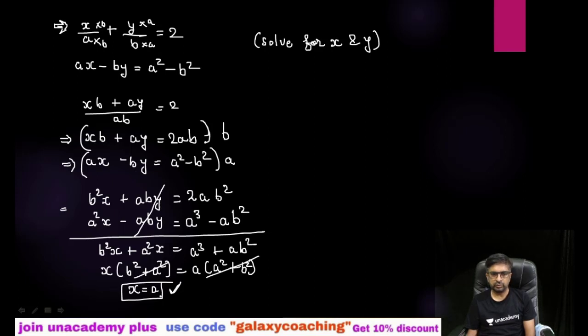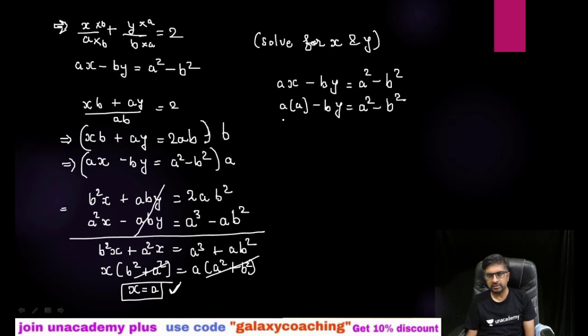Now what you need to do, you need to put this value of x in any of these equations, wherever you like. So let me put this in the second one. Ax minus by equals a square minus b square was given. Now instead of x I am going to write a. So a into a minus by equals a square minus b square. So here also a square minus by equals a square minus b square.